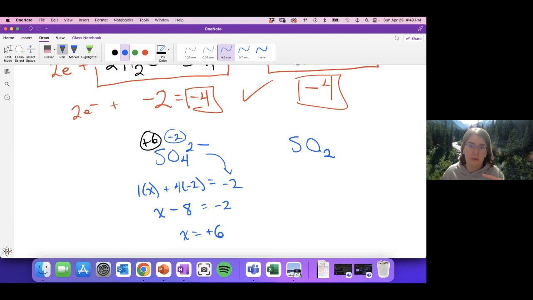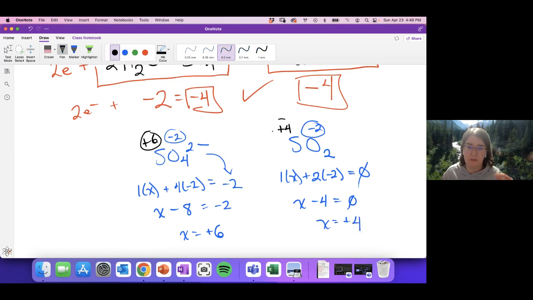Over here, on the right-hand side, this has oxygen, again, it's going to have a -2 oxidation state. There's 2 of them. This is going to have an overall charge of 0. I have 1 sulfur, so this becomes X minus 4 is equal to 0. X is equal to +4. The oxidation state of this sulfur is +4. So I'm trying to go from +6 to +4. To make that balance, I need 2 electrons on the side that has the +6.